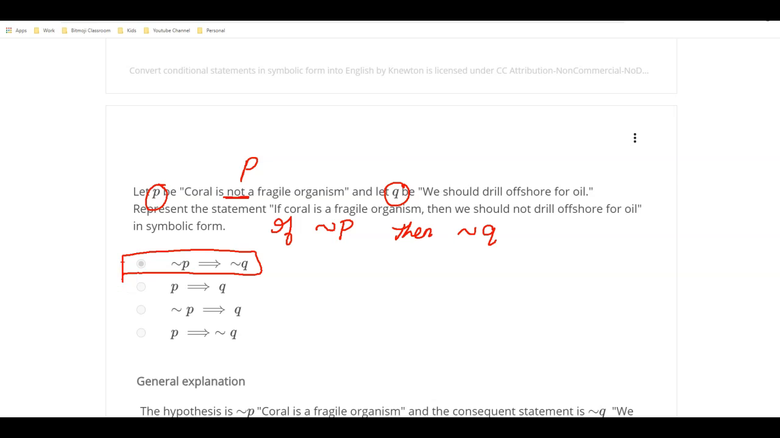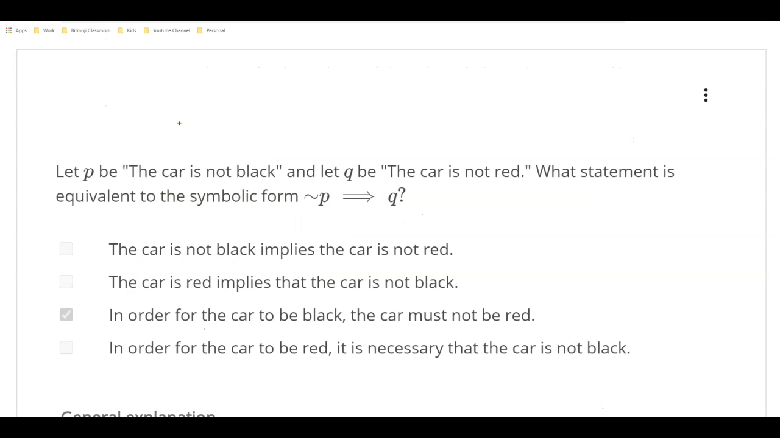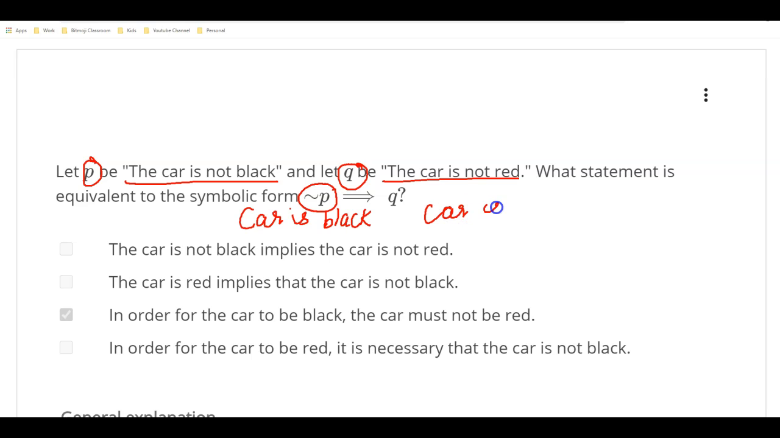All right, let's take a look at the next problem. Let P be the car is not black, and let Q be the car is not red. What statement is equivalent to the symbolic form of not P? P is the car is not black, so not P means the car is black. Q is the car is not red.